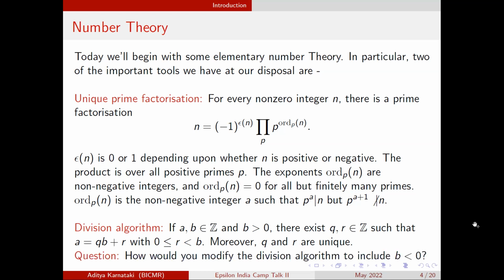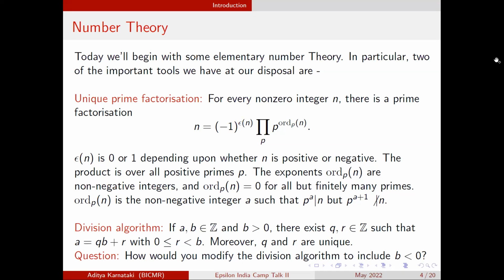So my question to you, not an exercise, but just a question if you want to explore, is how would you modify the division algorithm to include b less than 0? Typically we have b greater than 0. Yeah, Sai has raised his hand, so please unmute yourself and ask your question.